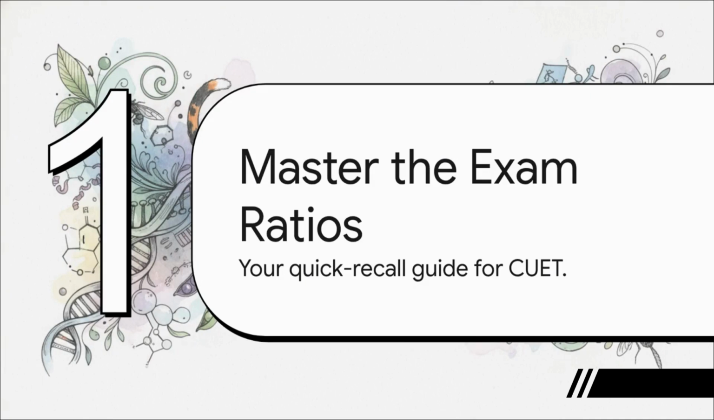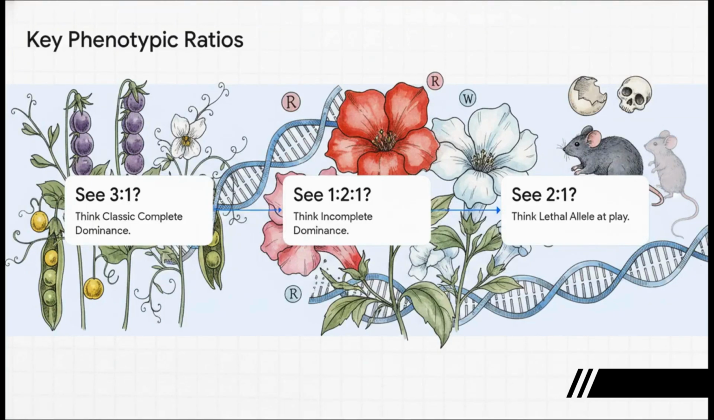Okay, time to lock in these critical numbers. Seriously, think of these ratios as your secret weapon. They will help you instantly decode almost any genetics question that the CUET throws at you. Let's drill this. You see a 3-1 ratio? That's your classic straightforward Mendelian complete dominance. You see a 1-2-1 ratio? That screams incomplete dominance. And if you see a 2-to-1 ratio, that's your signal. A lethal allele is in play. Burn these into your memory right now.